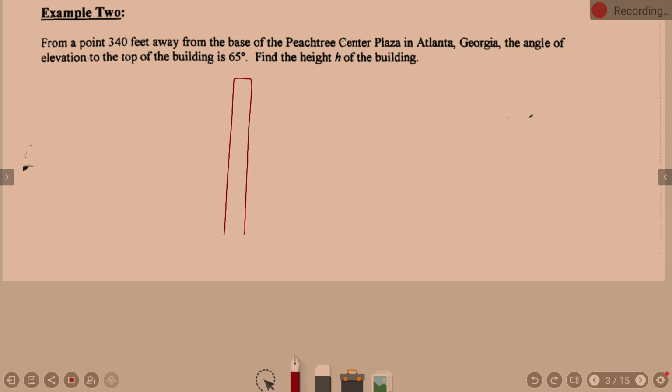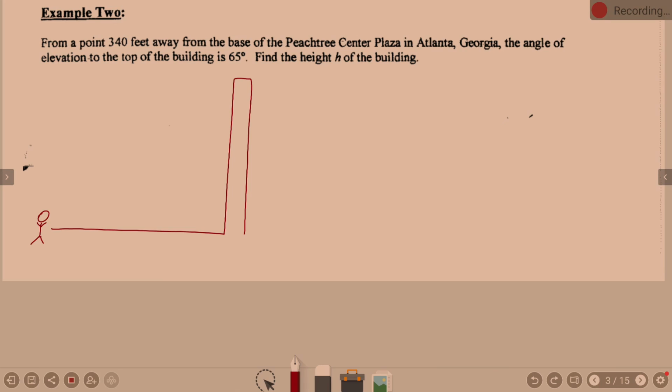And here's the deal. Do you even need this much? No, just draw a vertical line. There's your building, okay? From a point 340 feet away from the base. So that means over here somewhere, there's a person. I'm getting fancy with this picture. I don't normally get this fancy, okay? There's a person. Because it says the angle of elevation.